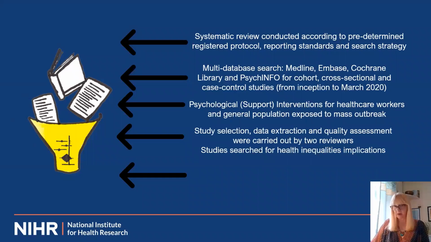Our study selection included all types of studies that assess the comparative effectiveness of psychological interventions for those exposed to mass infectious disease outbreaks. Data was extracted by 2 independent researchers using a pre-piloted data extraction form, and the risk of bias was assessed by those 2 independent researchers as well. We searched studies for any health inequalities implications. We expected to find a lot of different studies, and so a narrative summary and a tabulation of results was undertaken.